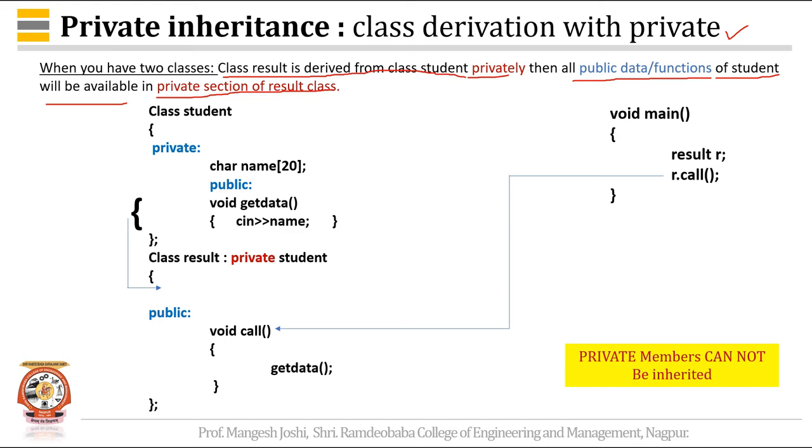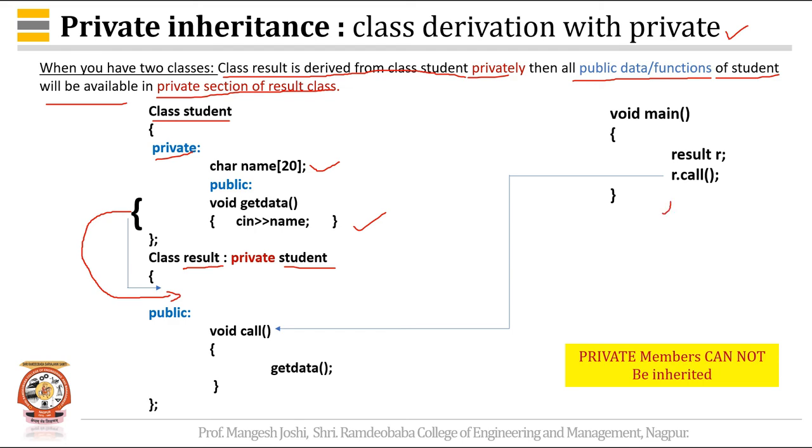Let us see the program. Class student is there. In private, you have only one variable, that is character name. In the getData function, you are trying to get the value for that variable. You have derived the result class from the base class student privately. Now this public data of the base class will be available in the private section of the derived class, and we have already seen that private members cannot be accessed using the object name.